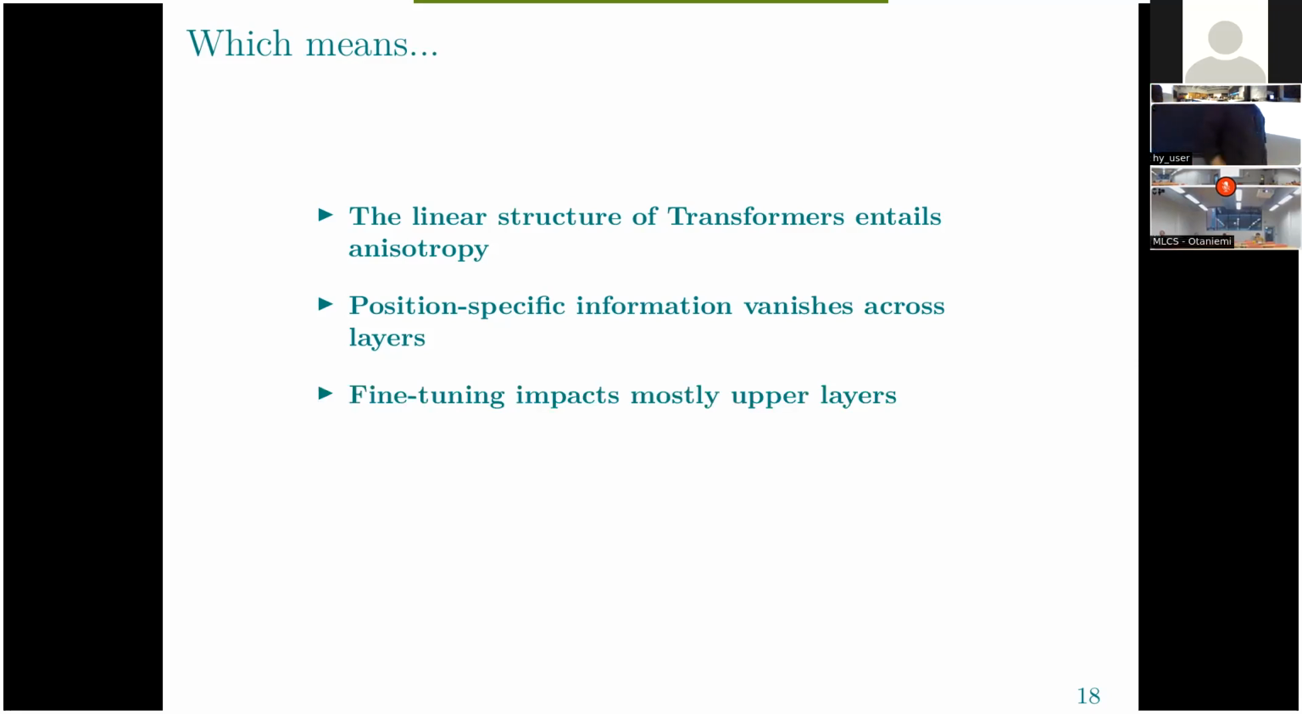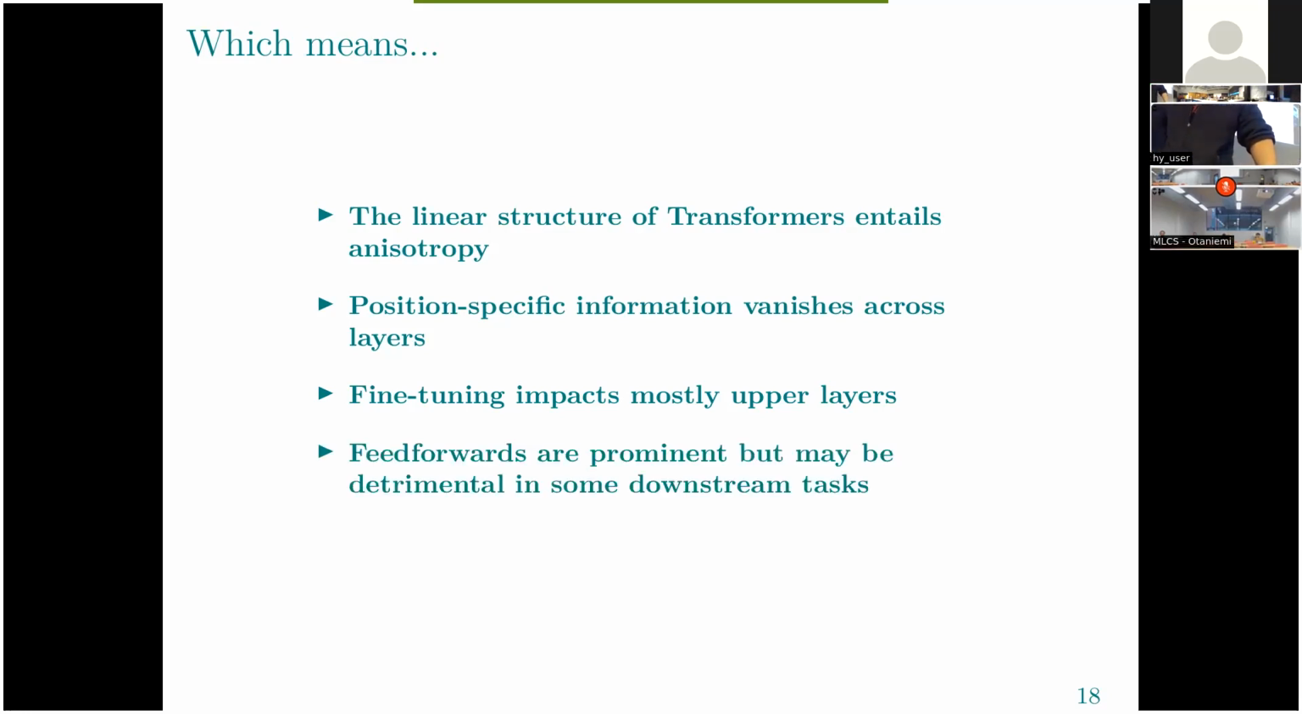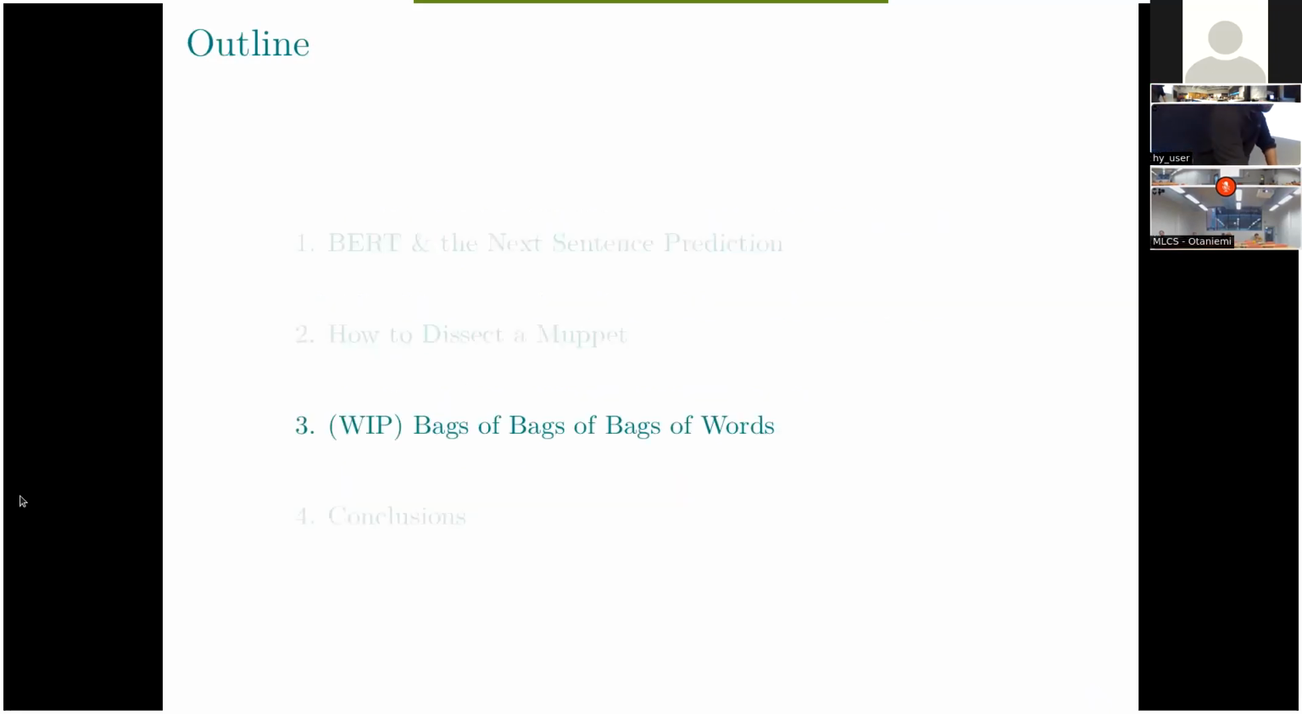Fine-tuning, as we highlighted, mostly impacts upper layers, which is also something that we know by looking at where the gradient goes when you fine-tune the model, but it's interesting to see that we can find it in other ways. And feed-forward layers are also fairly prominent in the output model, but at the same time, they seem to be detrimental on certain tasks when you test them. Okay, I'll skip this because it is obviously very interesting, I think, but it's still work in progress, and I'd like to have some time for questions if there are any.